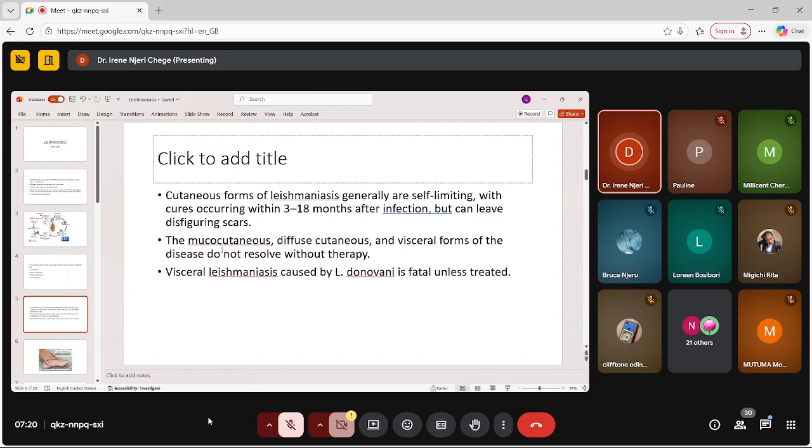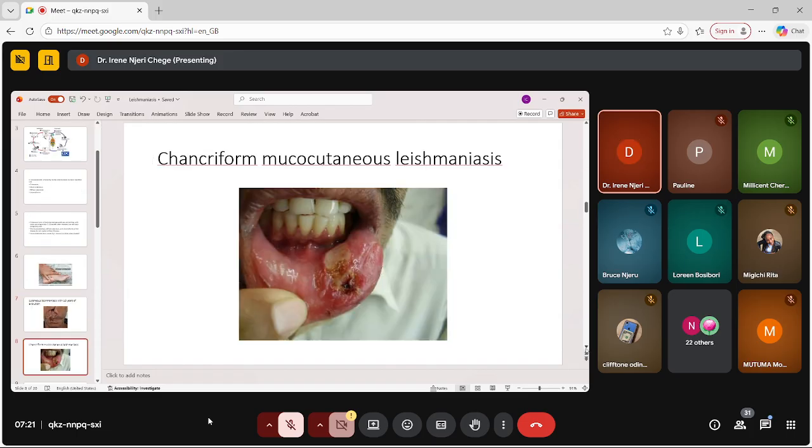So this is the cutaneous form of leishmania, cutaneous leishmaniasis. It causes disfiguring scars. This one is mucocutaneous. Why? It involves a mucocutaneous junction. You can see this is the outer part of the skin together with the mucous layer. So the mucous layer and the cutaneous layer, it is a mucocutaneous junction.